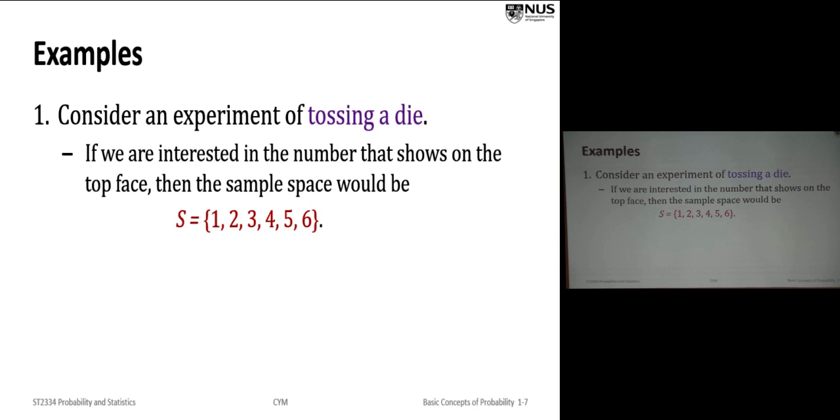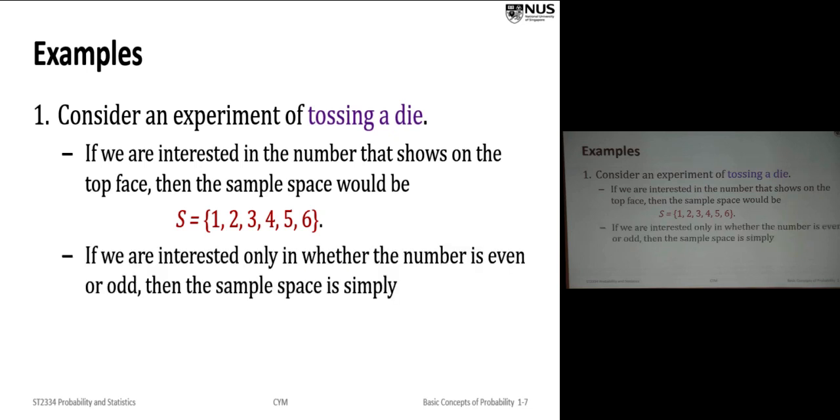Now, on the other hand, if I'm not interested in the number itself, I'm only interested in whether it's an odd number or an even number, in that case my sample space consists of only two outcomes. That will be even and odd. So you can see, for the same experiment, it depends on what outcomes you're interested in. Then you define your sample space.